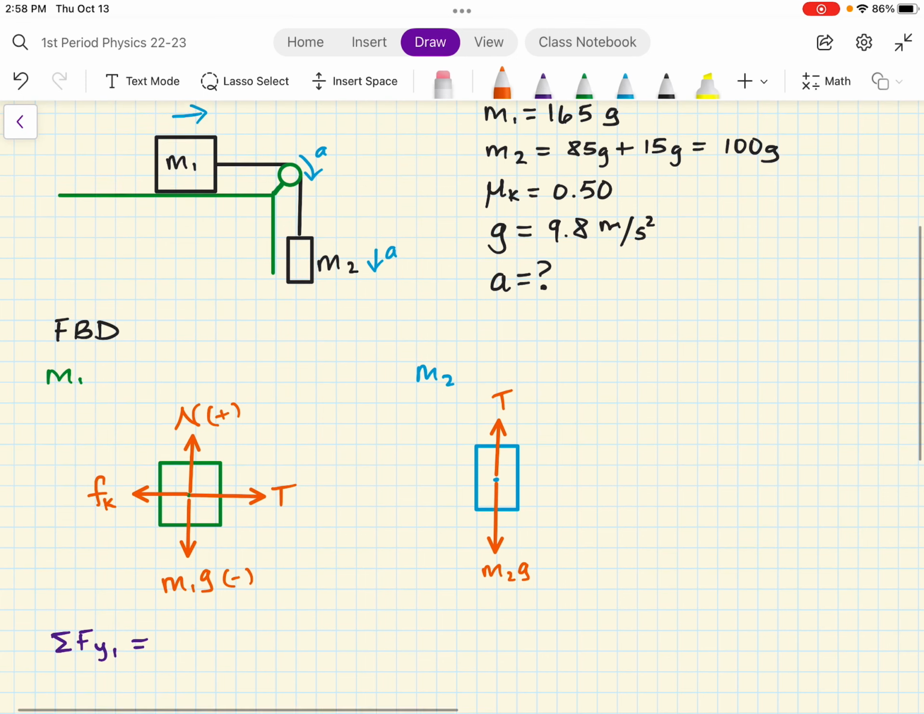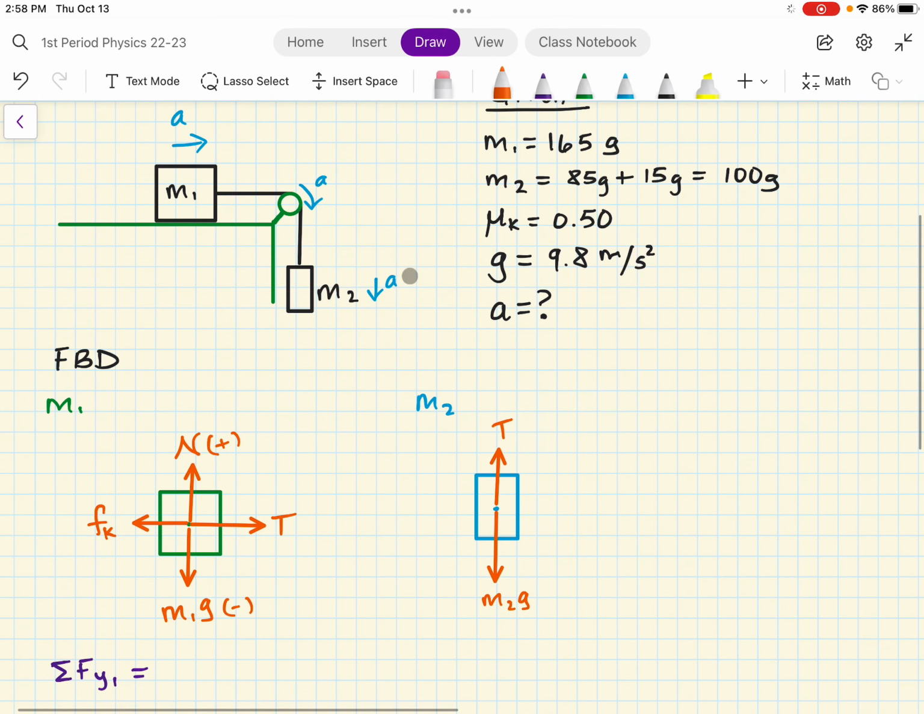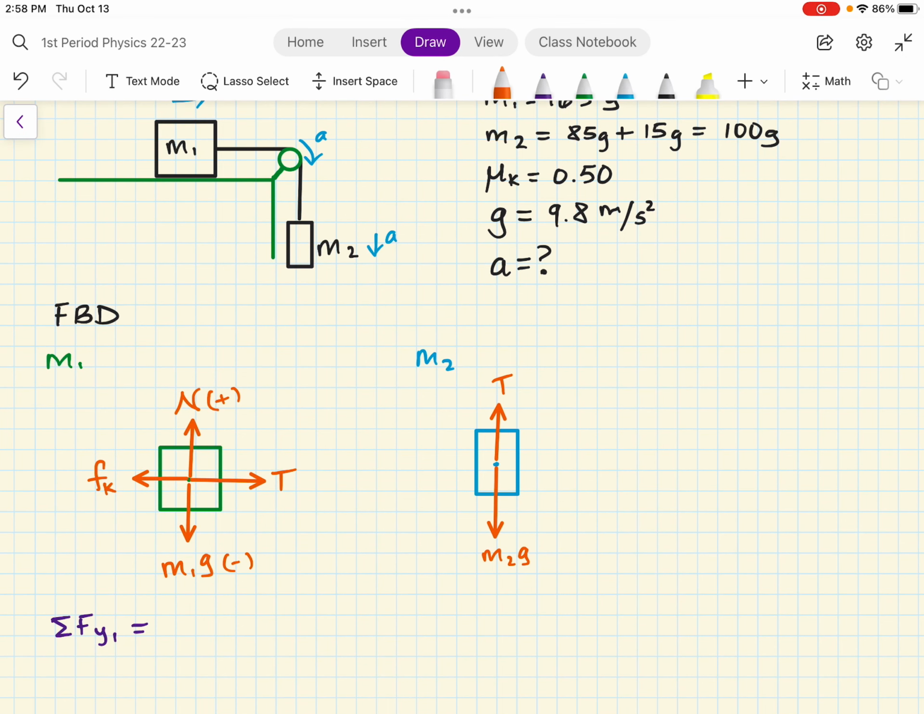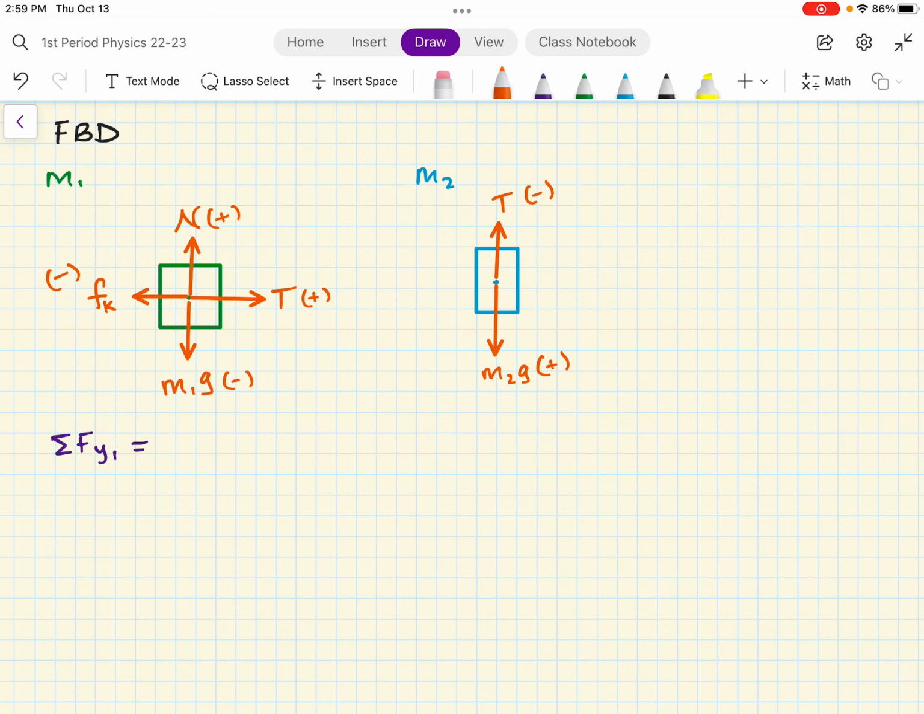Now for the x, however, we have motion to the right, so anything to the right will be positive. That means tension is positive, which means force of kinetic friction is negative. For mass 2, well, down is positive because mass 2 is moving down, is accelerating down. So this is positive, and this one's negative. There you go. Now we can sum the forces. So along the y, for mass 1, we have the normal force, that one's positive, minus m1g. It is not moving, so that's equal to 0.